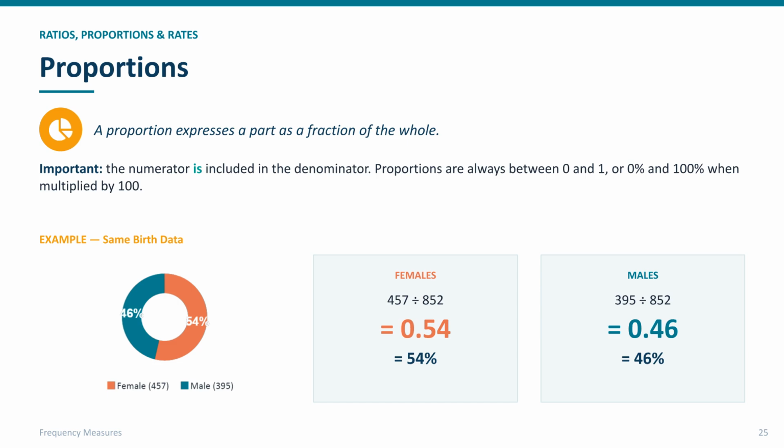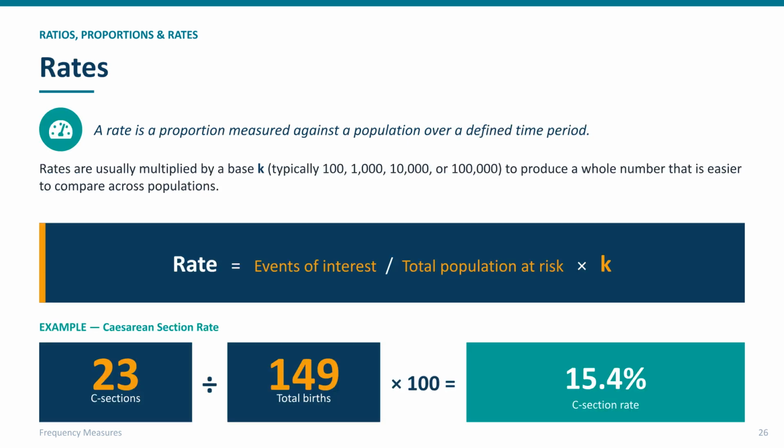Proportions are always expressed as values between 0 and 1, or as percentages. Here, we see that female births account for 54% of the total. A rate is a proportion measured over a specific time period. We multiply it by a base factor, like 100, to make comparison easier. For example, a 15.4% C-section rate provides a clear metric for hospital quality.